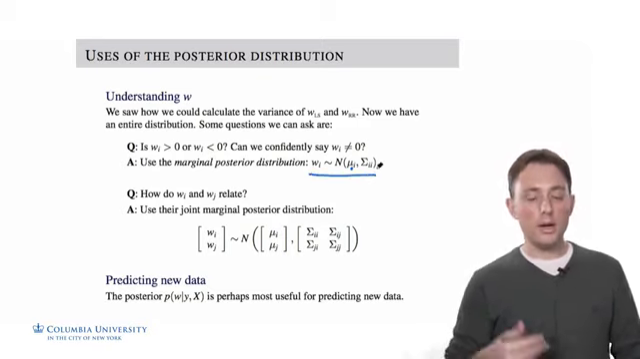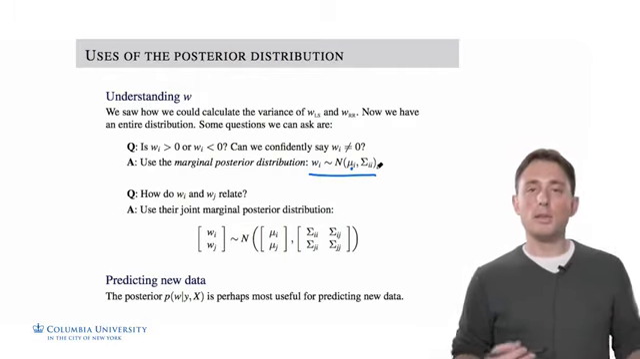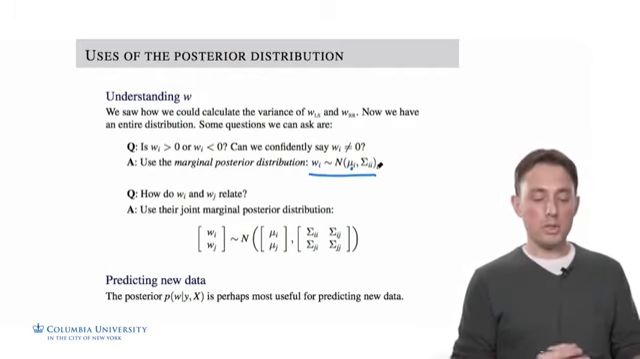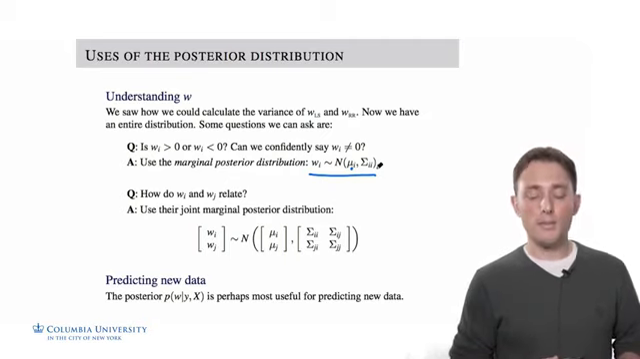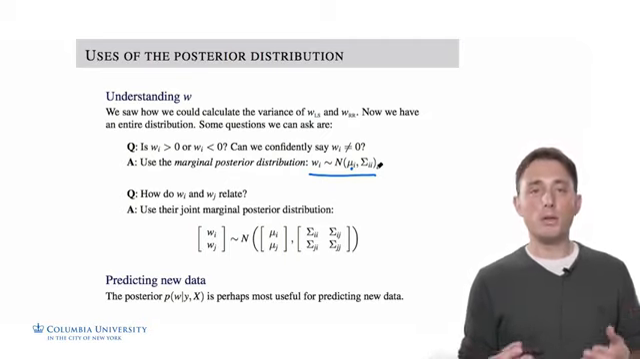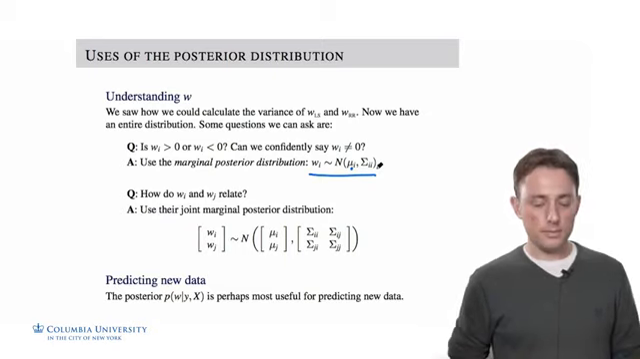And we can use this to characterize what we think the true value of Wi is, whether we're confident that it's positive, whether we're confident that it's negative, or whether we can't even say whether it's non-zero.